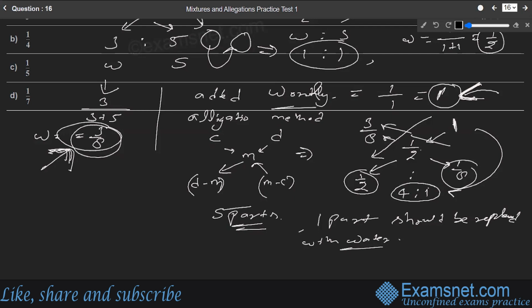So what is the fraction? How much is the part to be replaced? 1 out of 5 parts is to be replaced, and that is the ratio, or the fraction. So 1 by 5 of the mixture should be replaced with water to give you 1 by 2 as the ratio. So that is the right answer, option number C.